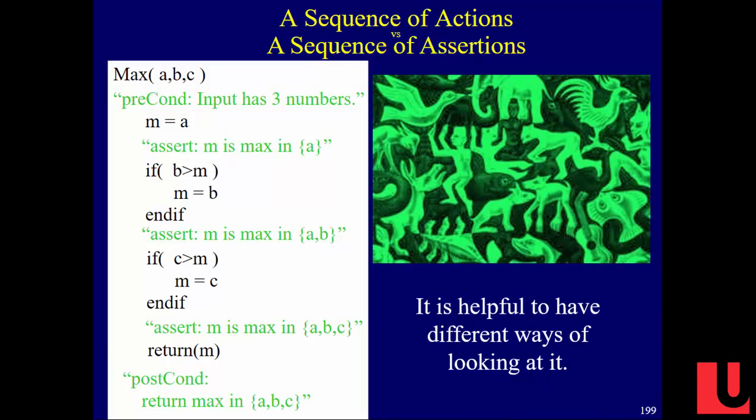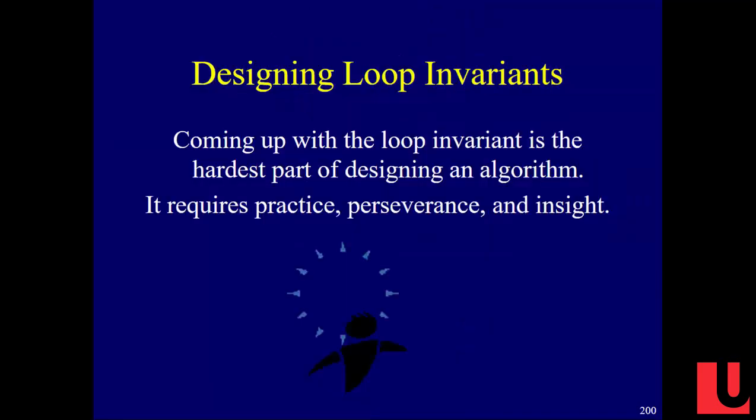Another fact we were trying to see is that there are different ways of looking at the same thing: actions versus sequence of actions versus sequence of assertions. This one's saying that coming up with a loop invariant might be the hardest part of coming up with a new algorithm. But once you have a good loop invariant, the algorithm somewhat just falls out, right? Because you have to say, well, how do I maintain this loop invariant? Sometimes that's obvious. How do I get the postcondition?